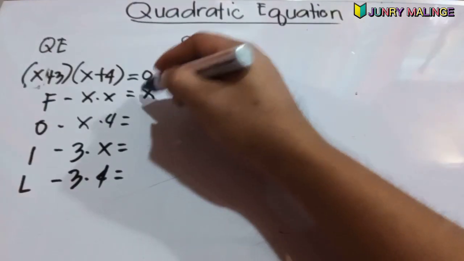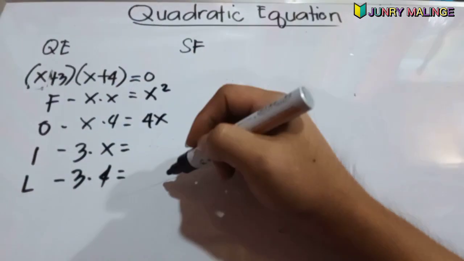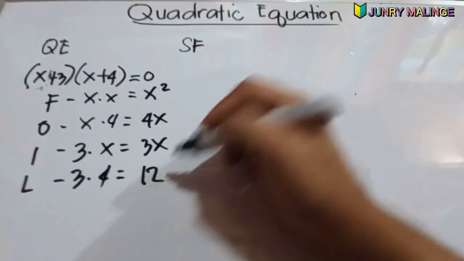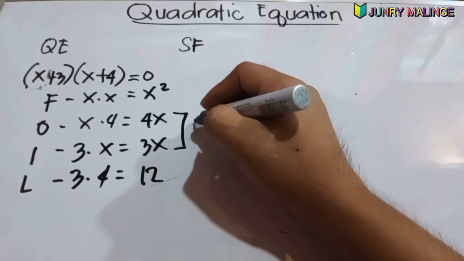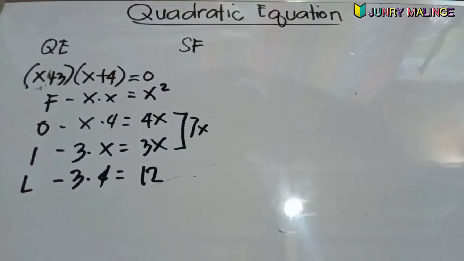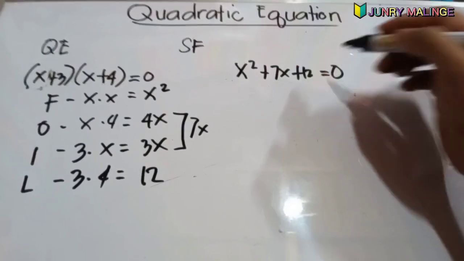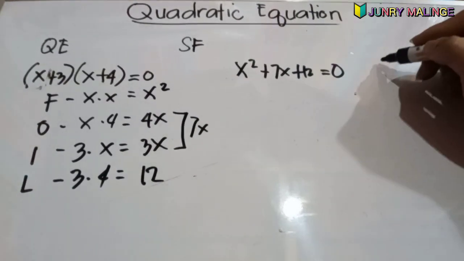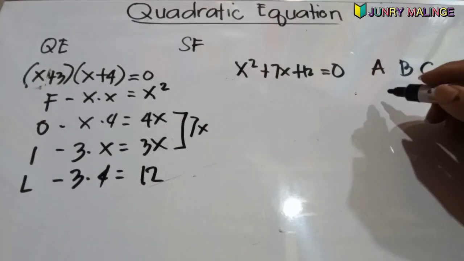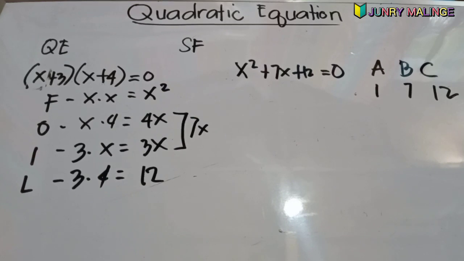Okay, now we're going to multiply. So x times x, that should be x squared. x times 4, that should be 4x. And 3 times x, that is 3x. And 3 times 4, that is 12. And we're going to combine like terms. So magiging positive 7x. Ano ang ating standard form? So, x squared plus 7x plus 12 equal 0. Nagets? So the value of our A is 1, our B is 7, and our C is 12. Nakuha.